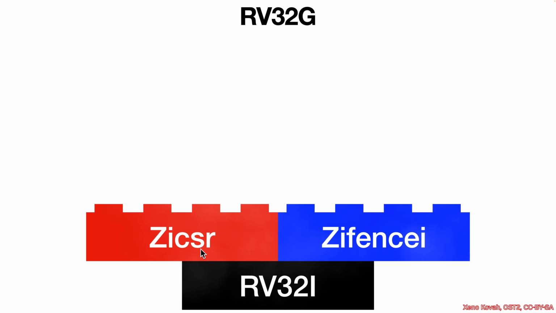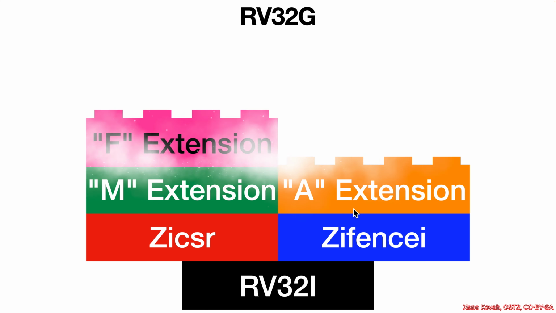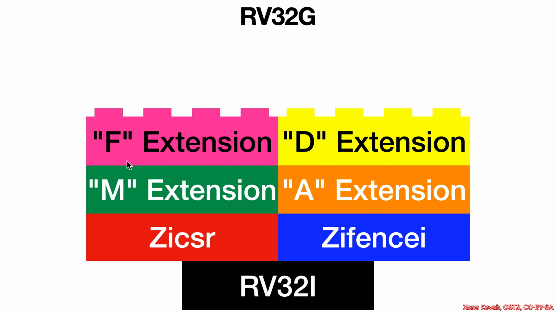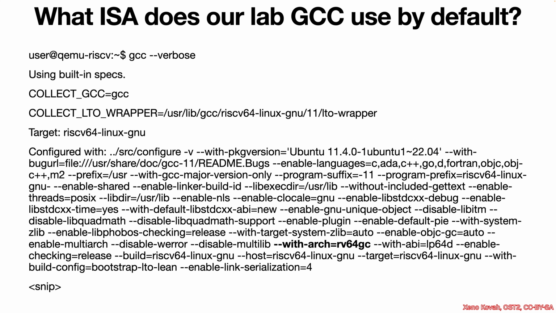So RV32G is going to be RV32I, plus ZICSR, ZIFENCEI, A for atomic, M for multiply, F for single precision floating point, and D for double precision floating point. That is RV32G, a base ISA plus some set of extensions. Now, what does our GCC use in our lab? If we run gcc --verbose and we look through all this gobbledygook, we eventually see this with arch rv64gc.